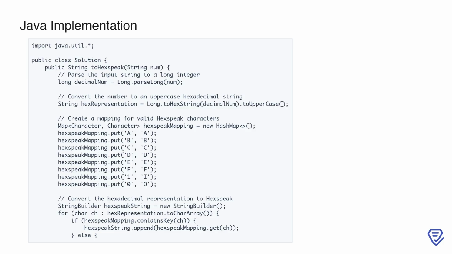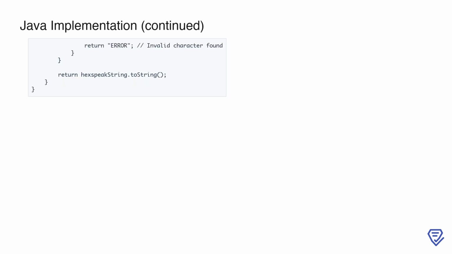Finally, we initialize a string builder to construct the Hexspeak string. Using a for loop, we iterate over each character in the hexadecimal string and check if it's in our mapping. If it is, we append the corresponding Hexspeak character to the string builder. If during the iteration we encounter a character that is not part of our predefined Hexspeak mapping, we immediately return an error string, "ERROR". This ensures that any invalid input that cannot be represented in Hexspeak is rejected.